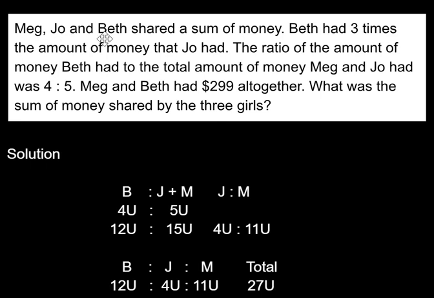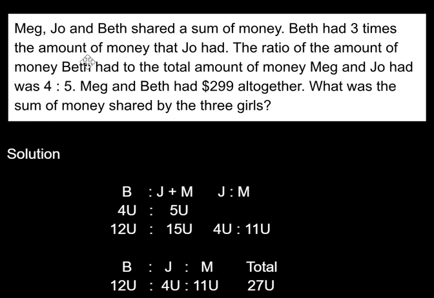Meg, Jo, and Beth share a sum of money. Beth has 3 times the amount of money that Jo has. The ratio of the amount of money that Beth had to the total amount of money Meg and Jo had was 4:5. Meg and Beth have $299 altogether. What was the sum of money shared by the three girls?